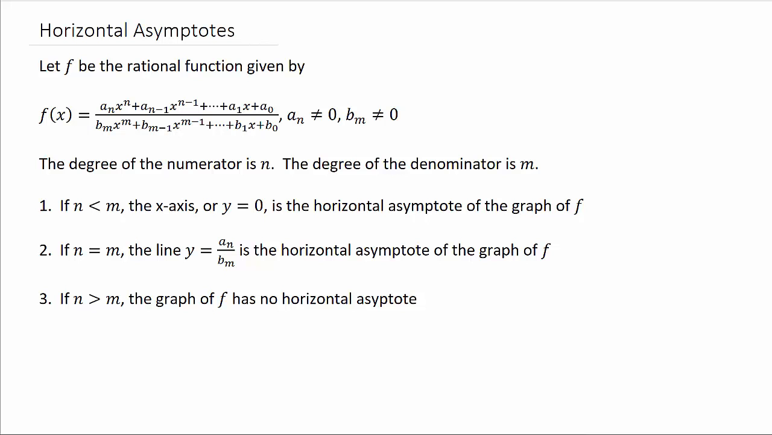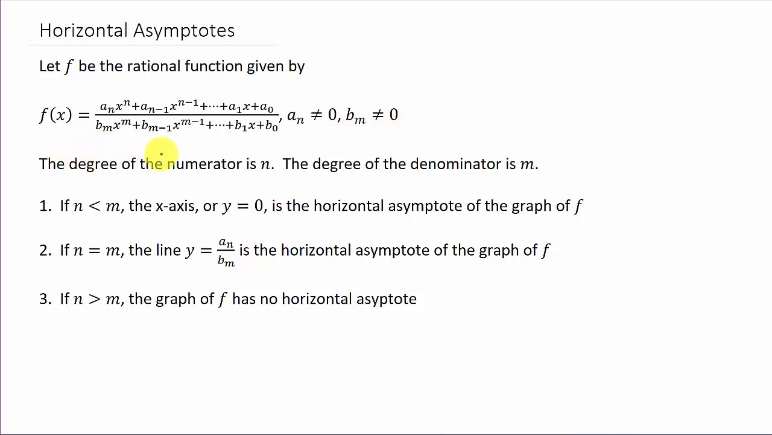Alright, in this video, let's look at finding horizontal asymptotes for rational functions. So let's see what it says here. Let f be the rational function given by this. All this means is f of x is equal to some polynomial over another polynomial. That's all that means. And the coefficients a sub n and b sub n are not equal to 0.